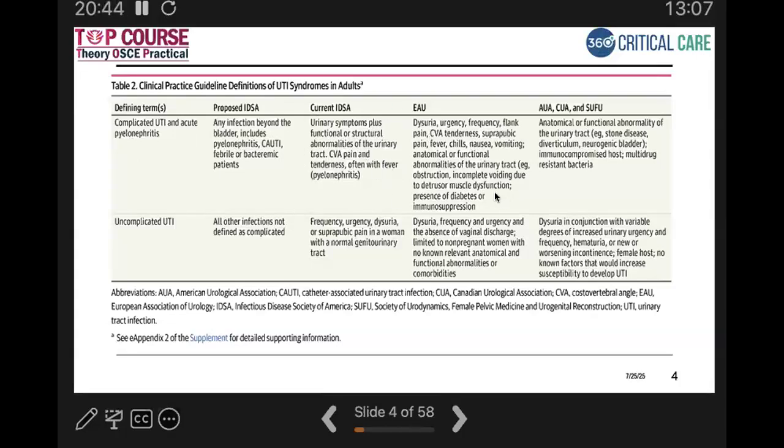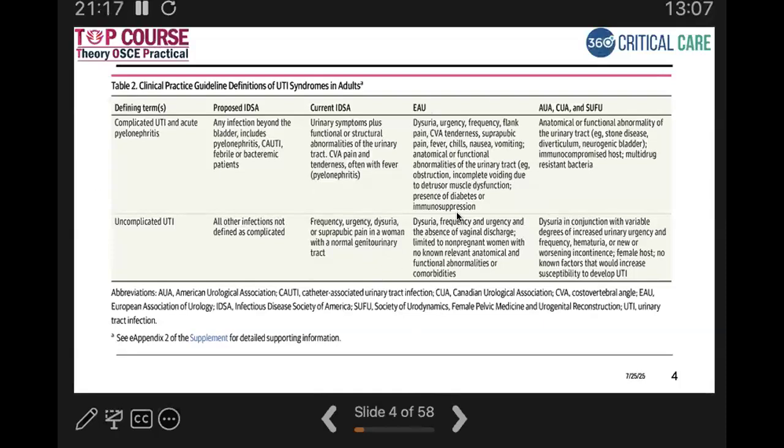And the European said, like any UTI with dysuria, urgency, frequency, flank pain, costovertebral angle tenderness, suprapubic pain, fever, chills, nausea, vomiting, involving anatomical and functional abnormalities of the urinary tract, with the incomplete voiding due to the detrusor muscle dysfunction, in the presence of diabetes and immunosuppression, are all considered to be complicated UTI. But an uncomplicated UTI turned out to be in a women with a normal genitourinary tract.